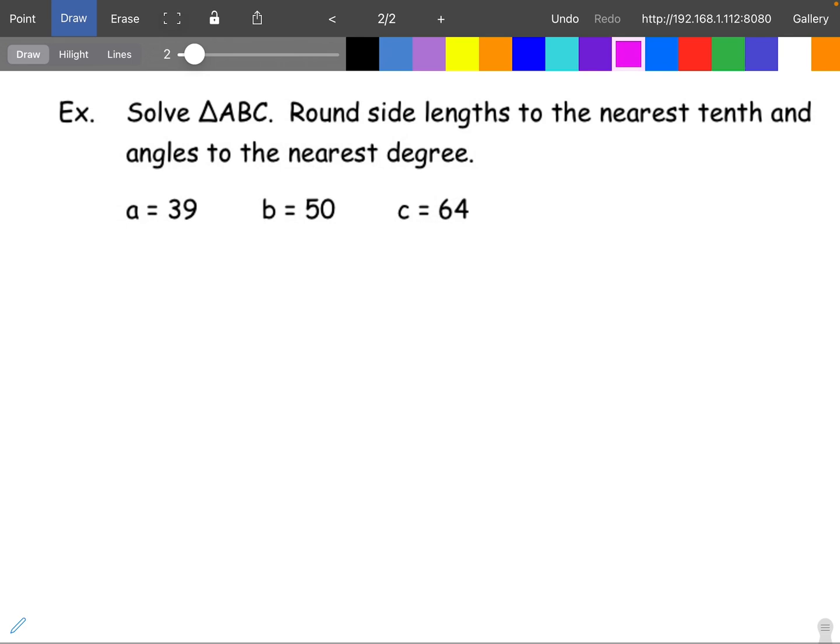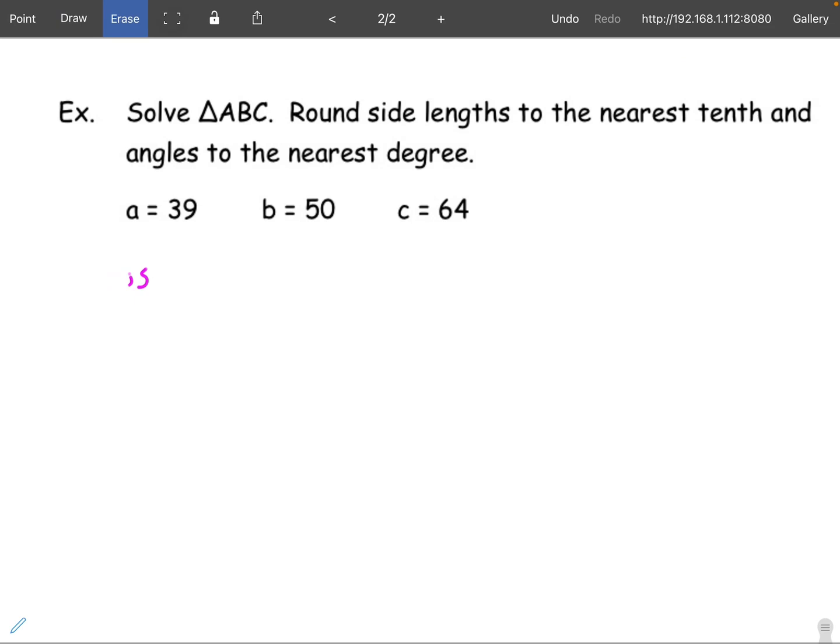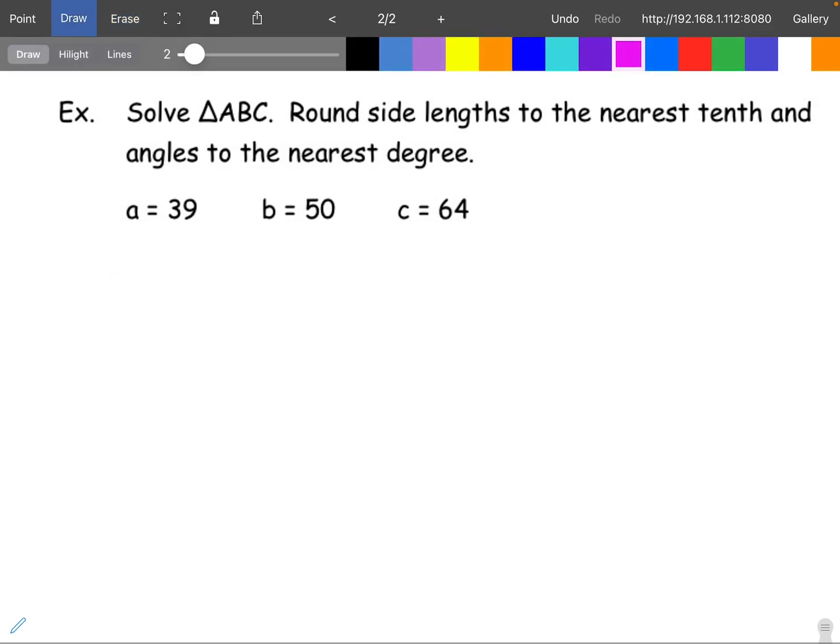So then, if I want to find angle A, then I'm going to do cosine A. Actually, let me make my list first of what I don't know. So I don't know angle A, angle B, or angle C. These are the three things I need to find, and I'm not done until I have answers for all of those.